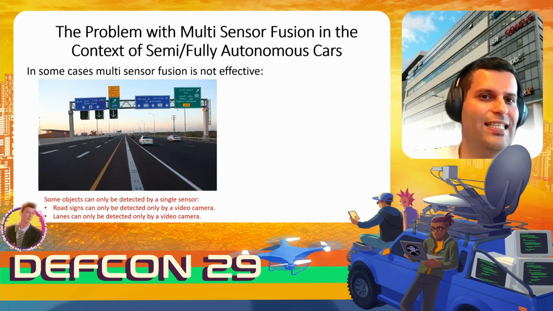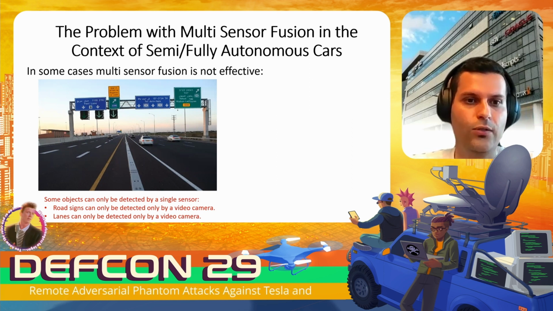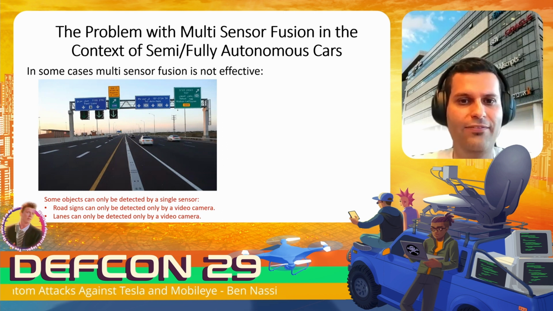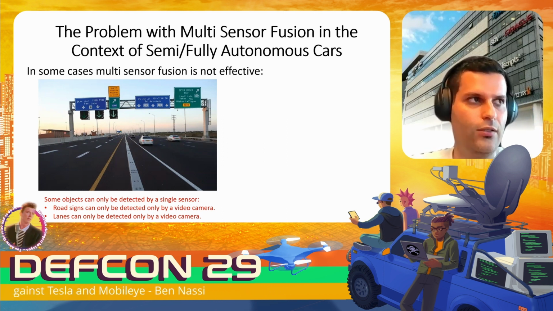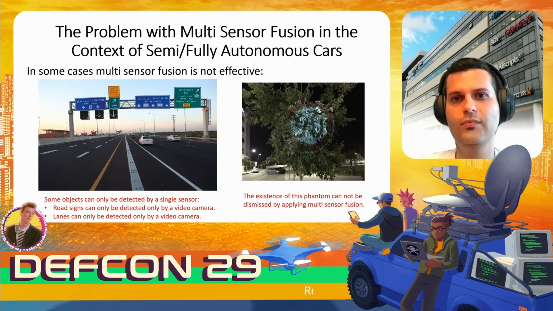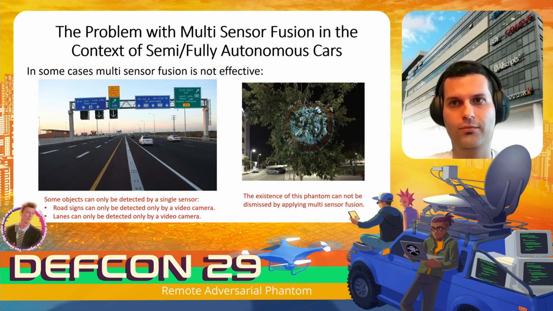First of all, in some cases, multi-sensor fusion is not effective at all. For example, some objects can only be detected by a single sensor. For example, road signs and lanes can only be detected by a video camera. As a result, the existence of this specific phantom cannot be dismissed by applying multi-sensor fusion.